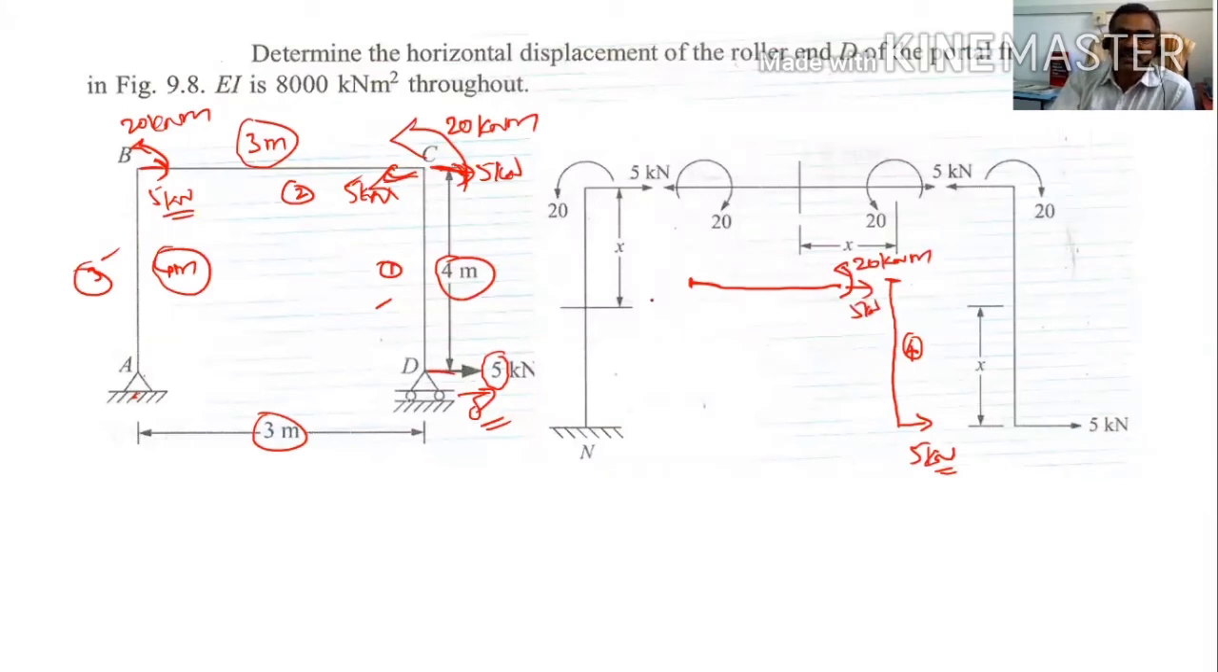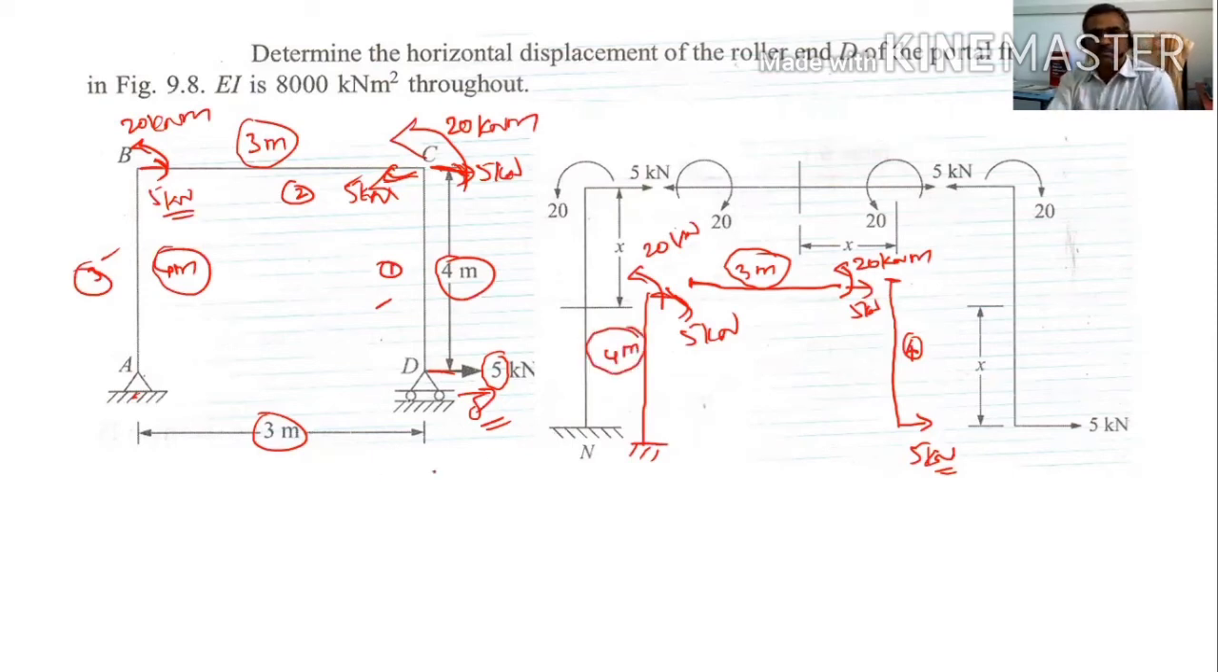Now let us see the third beam. About the third beam, here the same 20 kilonewton meter is acting, counterclockwise. Then there is a force of 5 kilonewton. What is the distance? This is 3 meters, and this is 4 meters.